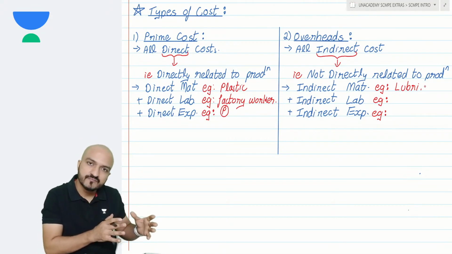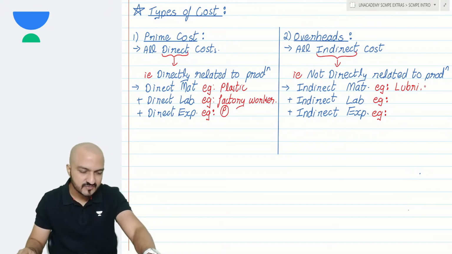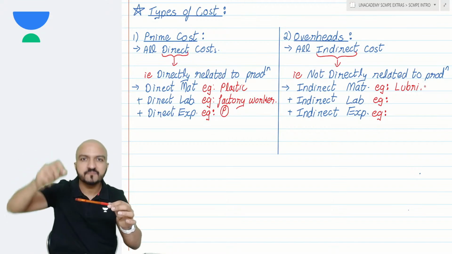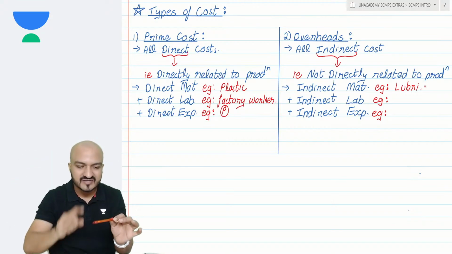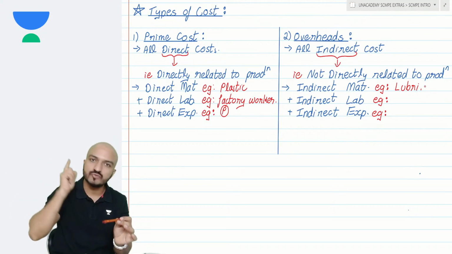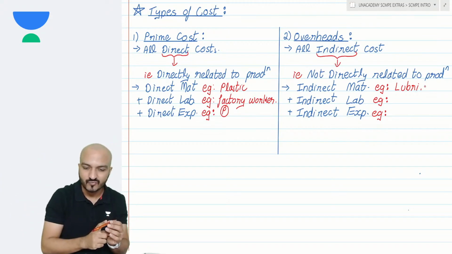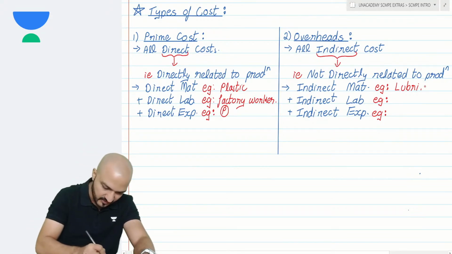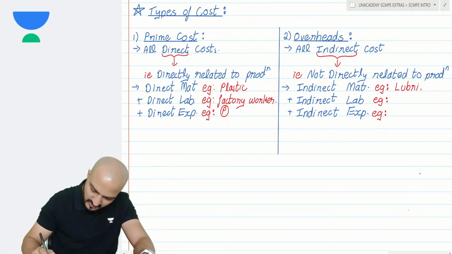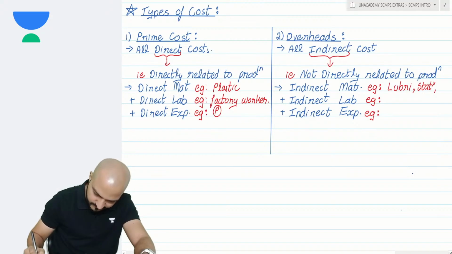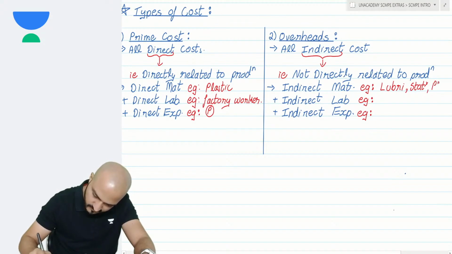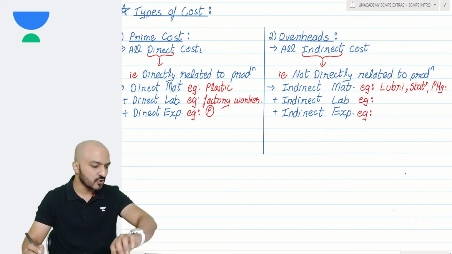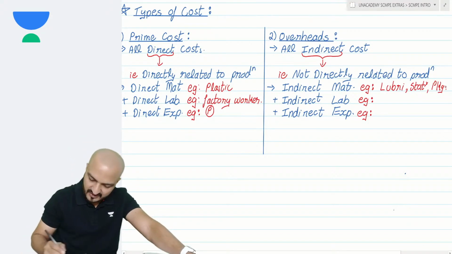Lubricants are a material, but are the lubricants directly put on the product? No, the lubricants are put in the machine. The machine is used to make the product. Stationery is also an example. Yes, packing material is also an example. Correct. So I'll write all of that: lubricants or stationery or packing material. Yes, all of them can be examples of indirect material.